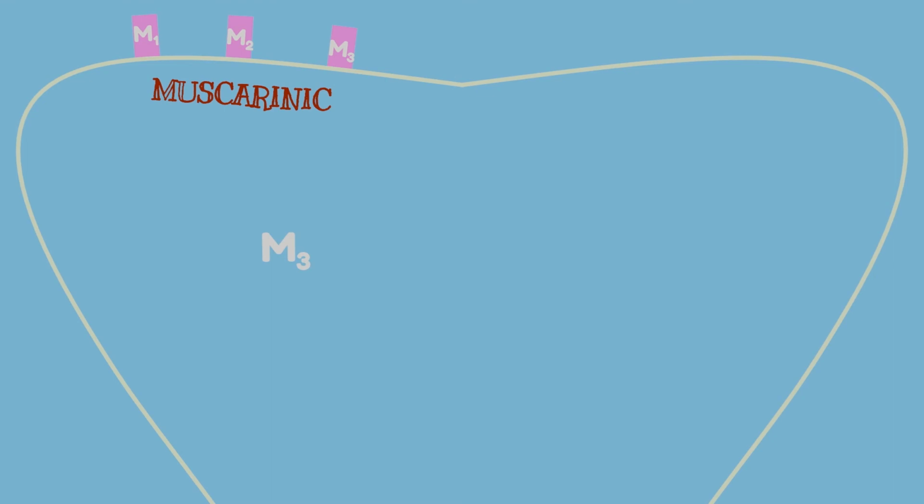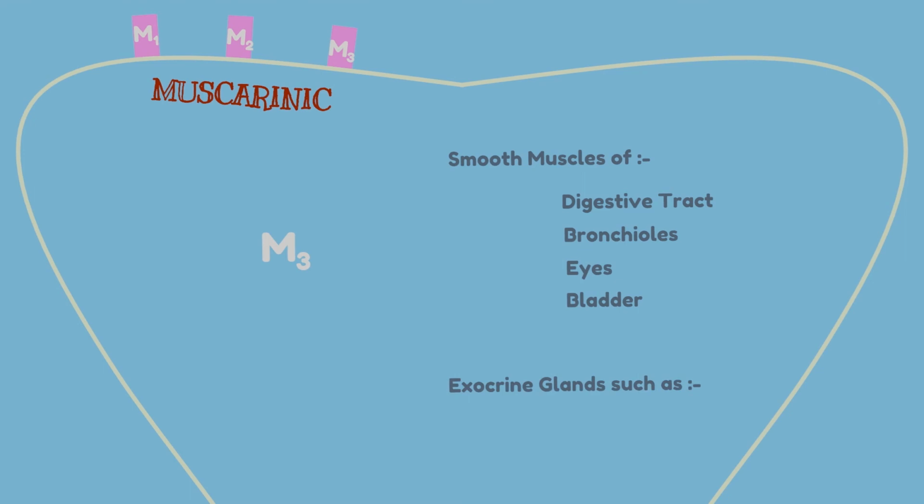The M3 receptors are found in the smooth muscles of organs such as the digestive tract, bronchiole, eyes, bladder, etc. They are also found in several exocrine glands in the body, such as the salivary glands, the lacrimal glands, etc. Its activation causes contraction of the smooth muscles and glandular secretion.